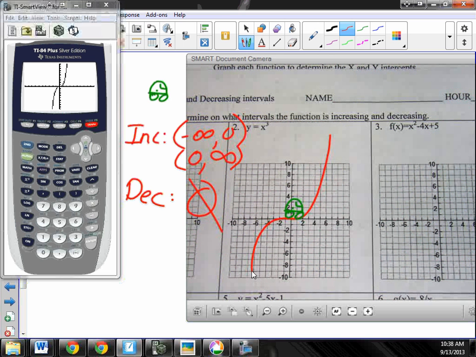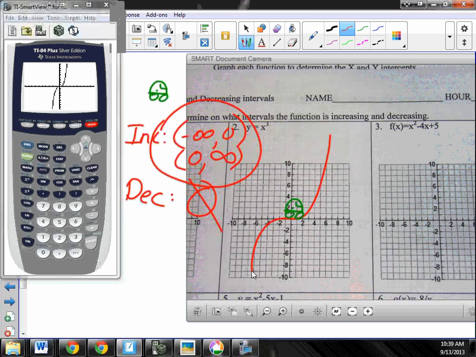Is there another way to describe the increase? Can we include everything except one number? Have I shown you how to do that? You could say x equals the real numbers, but x does not equal 0. So that would include every x value except 0. Okay.